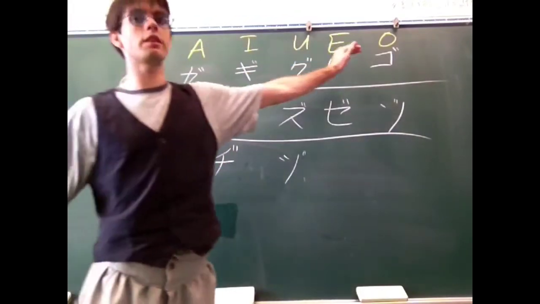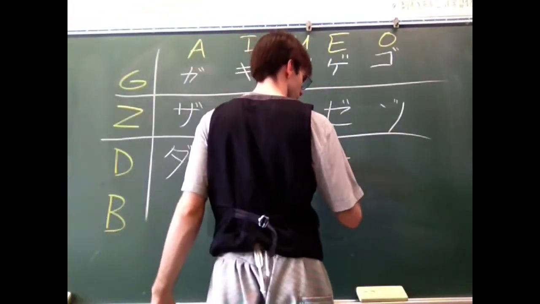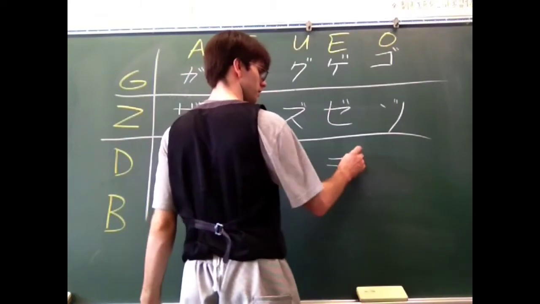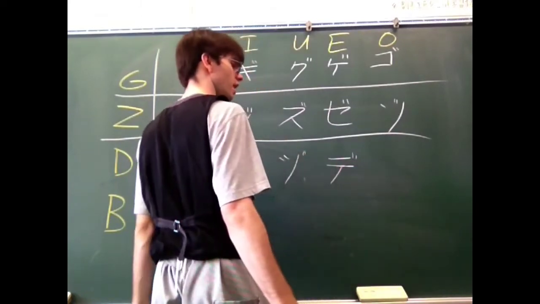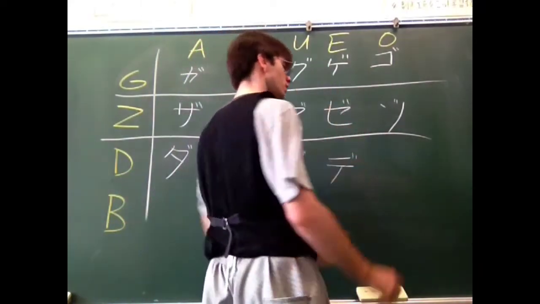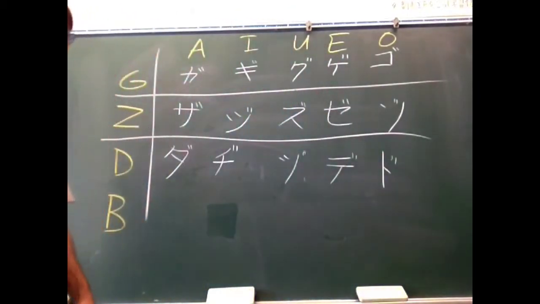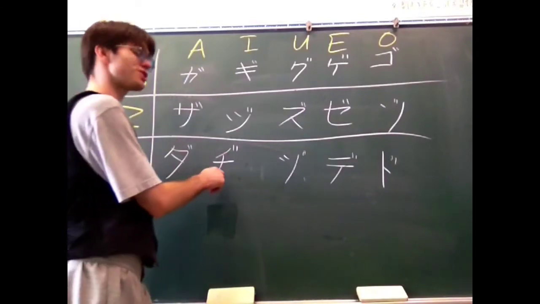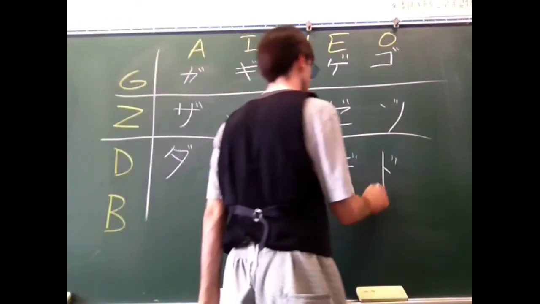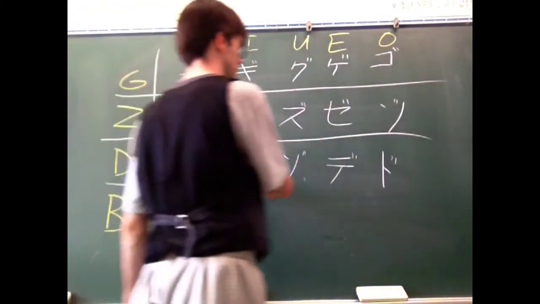Next one is T and E, base form te, with a ten on it makes de. And then the last one is base form to, with ten makes do. Da, ji, zu, de, do. That one's annoying, I know.